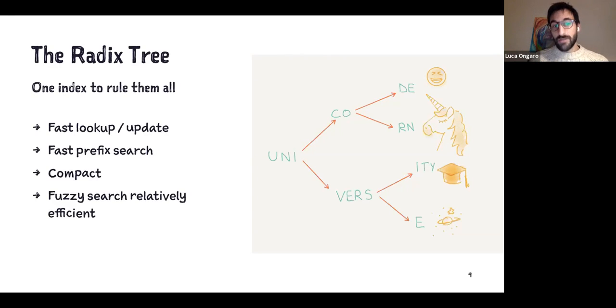And it is actually possible to implement fuzzy search on the Radix tree in a way which is relatively efficient. It's not as fast as what you can do with special-purpose indexes used by typical search solutions, like trigram indexes, but it is fast enough, especially in a browser environment where you only serve one single user.